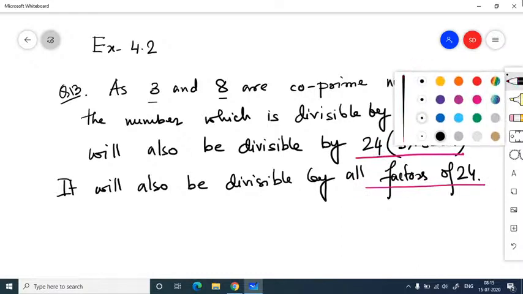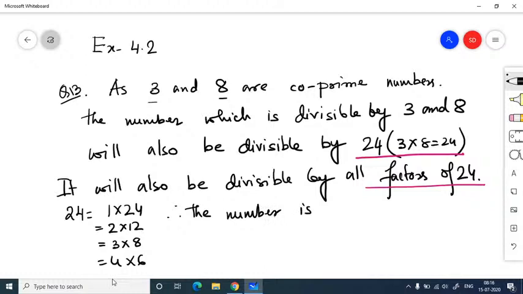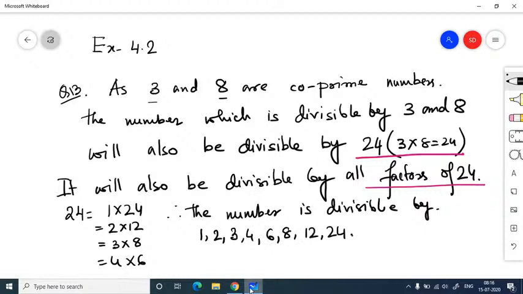So what are they? Let us find out the factors of the product. So 1 into 24, 2 into 12, 3 into 8 and 4 into 6. The next one will be 6 into 4, so that means repetition, so we stop. So what are the factors? Therefore the number is divisible by which numbers? 1, 2, 3, 4, 6, 8, 12 and 24. Okay.